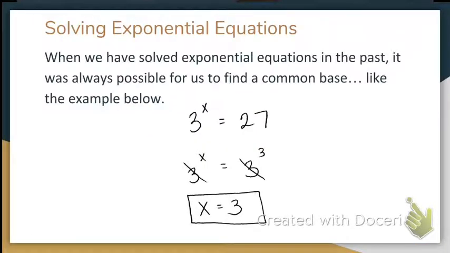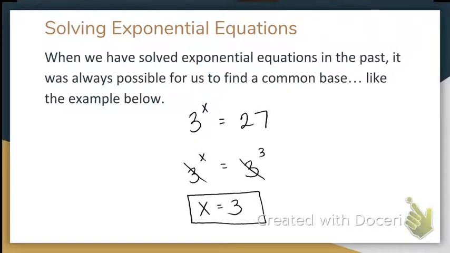Typically, when we solve exponential equations, we are always able to find a common base, like in the example you guys see up here at the board. Everybody look up here for me. What base did we find in common? 3. We said 3 to the power of x equals 27. We can make both of those have a base of 3. Cross off the bases, and since the bases are equal to each other, therefore the exponents are equal to each other, and x equals 3. That's how we've always done it in the past.